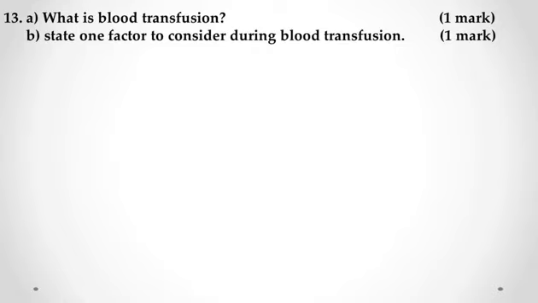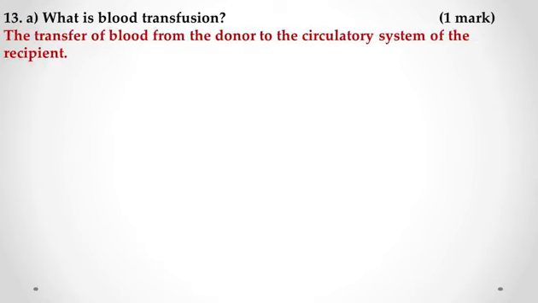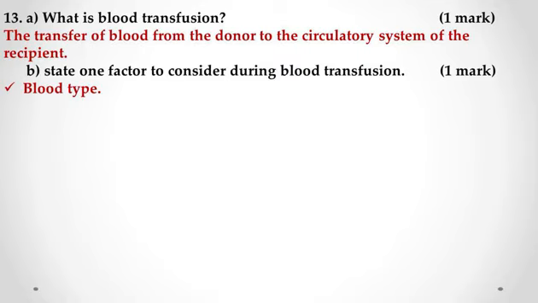Question 13. A. What is blood transfusion? Question 13b. State one factor to consider during blood transfusion. 13a. Blood transfusion is the transfer of blood from the donor to the circulatory system of the recipient. Question 13b. Factors to consider during blood transfusion. Among them, we have blood type, whereby the blood group should be compatible with the recipient's. We also have vital signs like blood pressure.